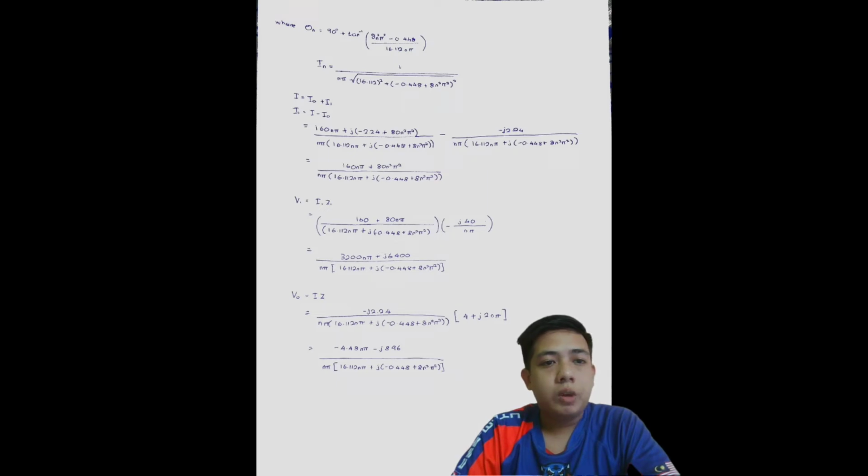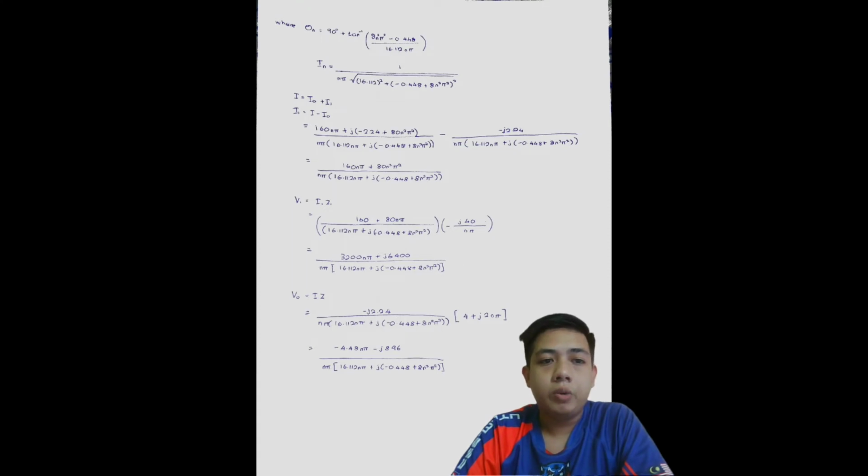For I1, we are using the Kirchhoff law, which is I total minus I naught, and we get the answer 160 n pi plus j bracket negative 2.24 plus 80 n square pi square over n pi bracket 16.112 n pi plus j bracket negative 0.448 plus 8 n square pi square.